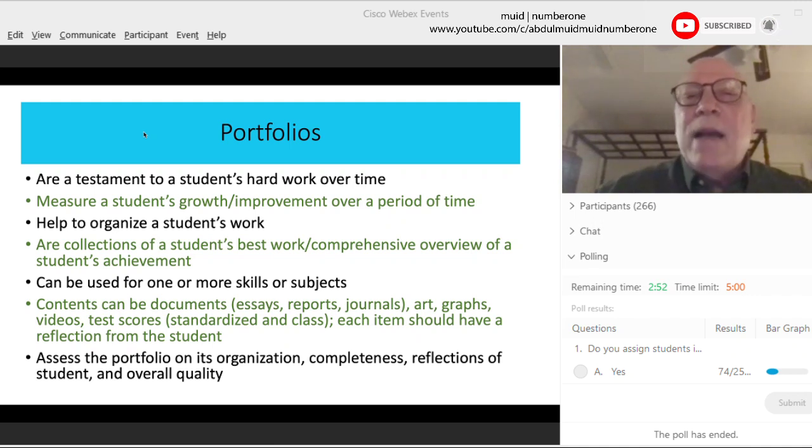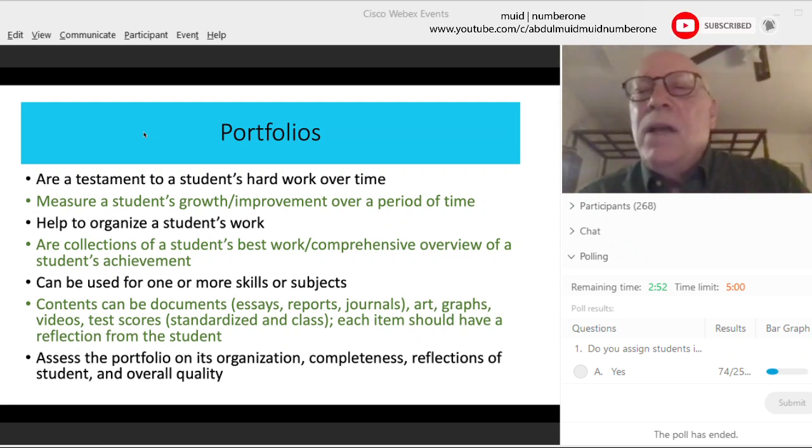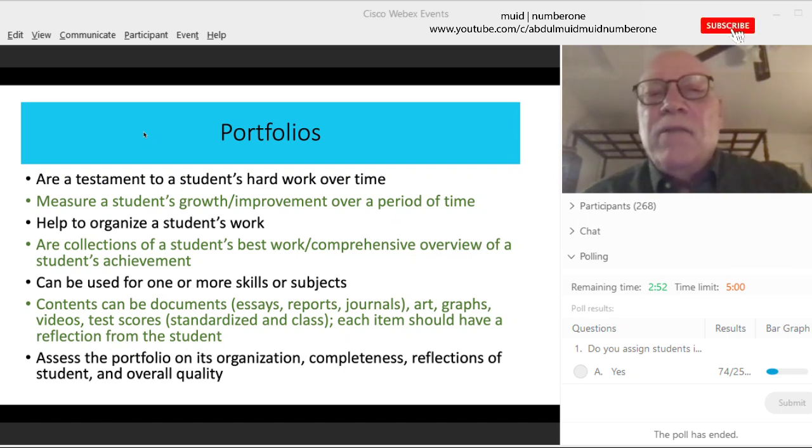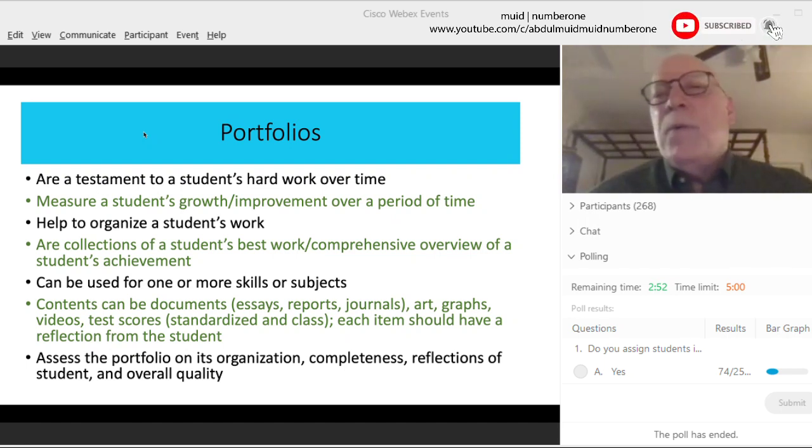And the contents can be documents, essays, reports, journals, pictures, graphs, videos, test scores, standardized and in-class scores, tests. And each item should have a reflection from the student. So every item that's in there has appended to it a reflection from the student about this. Why is this important? Why is it in the portfolio?